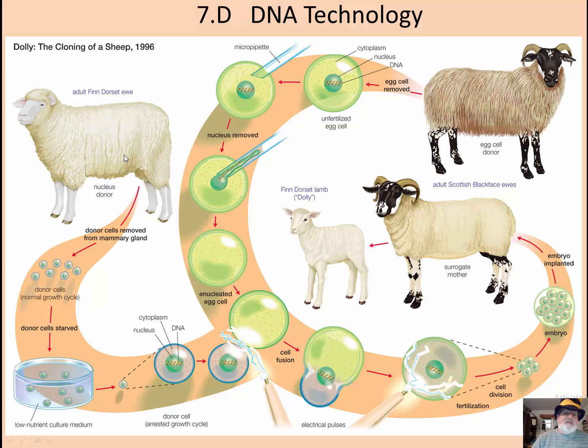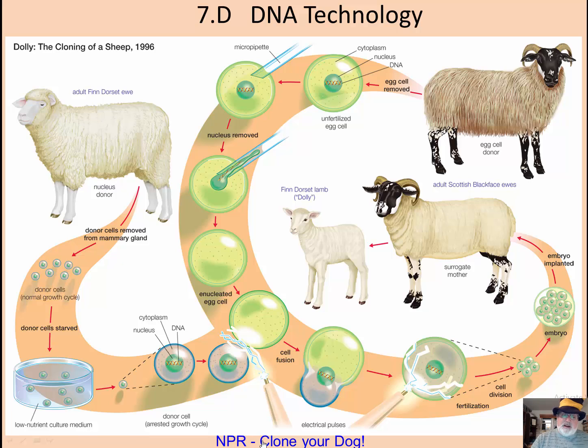genetically the same as this mom. So we took cells, implanted them into an egg from another ewe, and then let that mom feed and nurture the developing embryo, and then she gave birth to Dolly, the sheep.